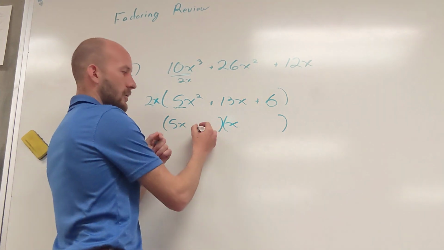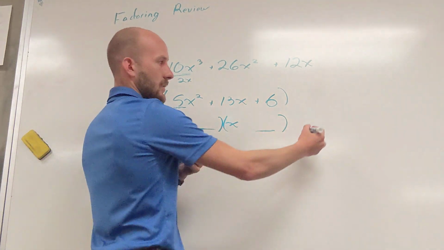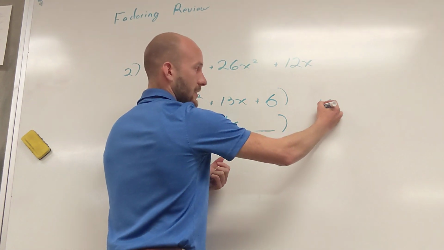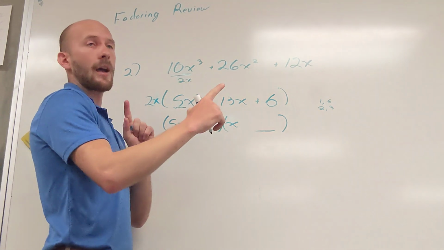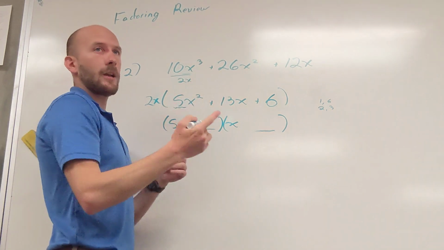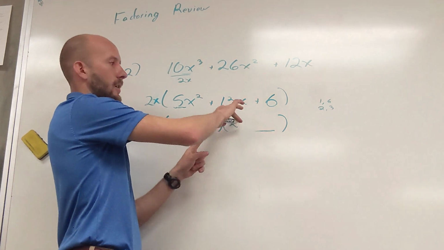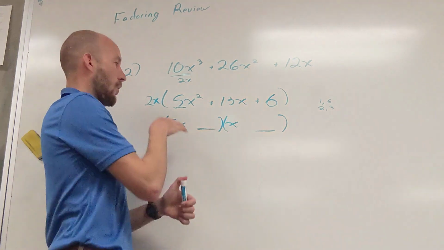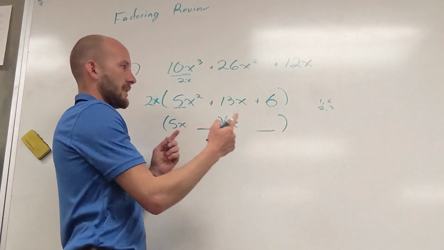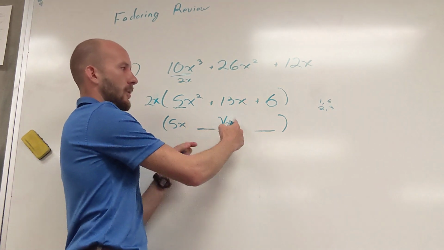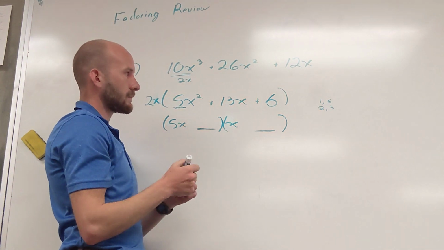And then the two numbers that are going to go here have to multiply to be 6. So my options are 1 and 6 or 2 and 3. You're going to have to try some different combinations. You're checking, does the outer product plus the inner product give you 13? Don't worry about the 2x in front right now. Does the outer product plus the inner product equal 13?